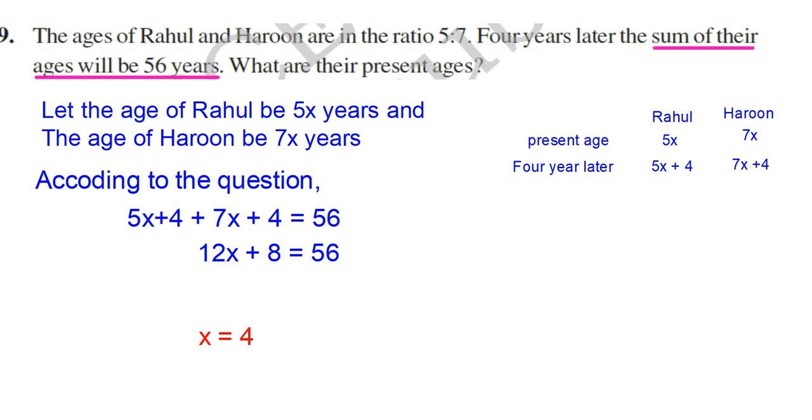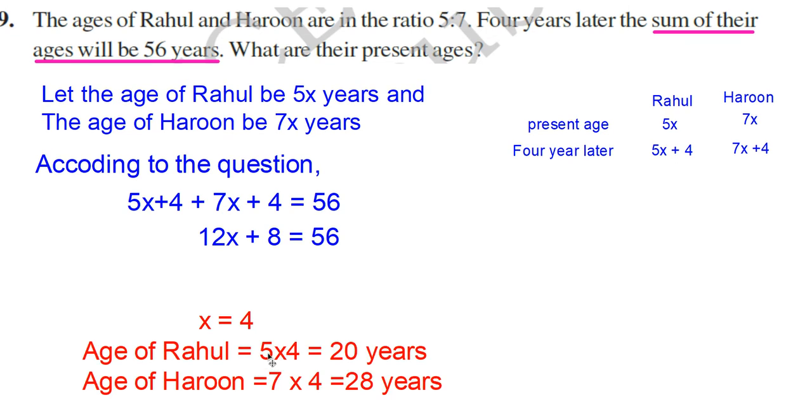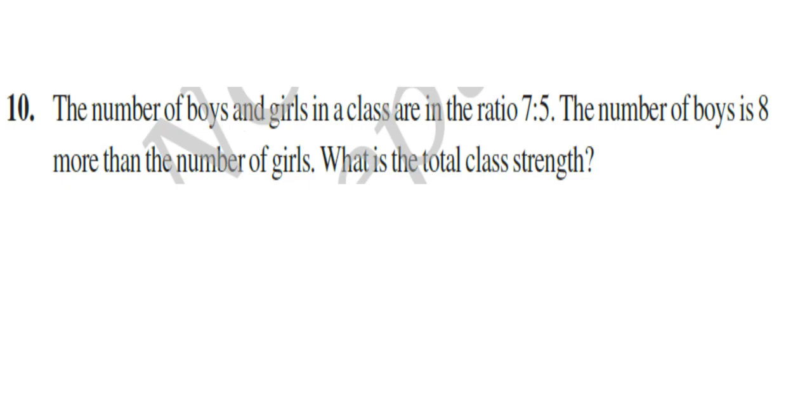Therefore, age of Rahul will be 5 into 4, 20 years, and age of Haroon is equal to 7 into 4, 28 years. Now look at the next question. The number of boys and girls in a class are in the ratio 7 is to 5.